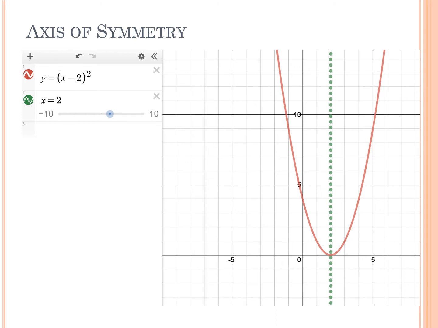Now, how we calculate that is going to be dependent on what type of form we have. And some of these, it's going to be a little bit obvious. Some of these, you have to do a little bit of calculation to figure it out. So let's look at the different ways.